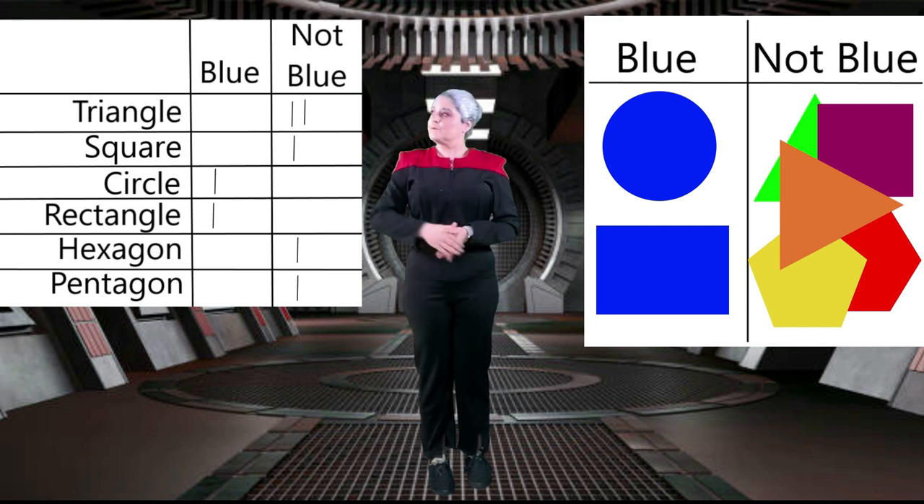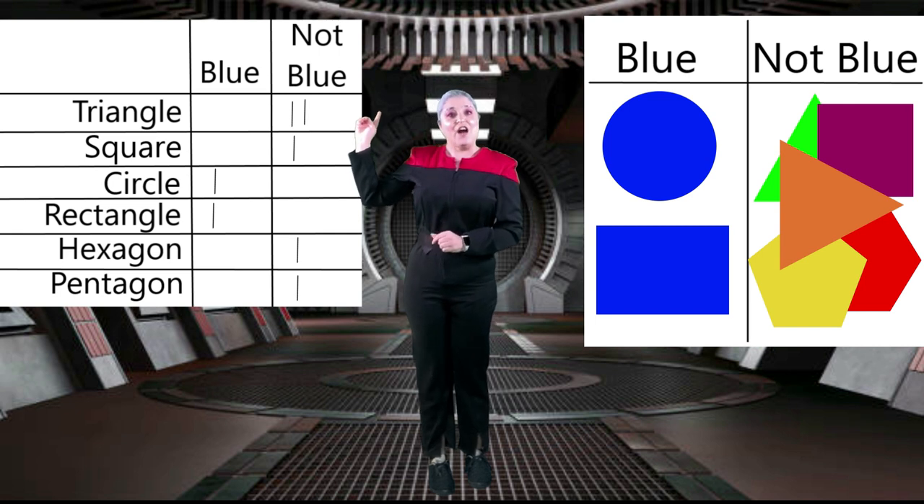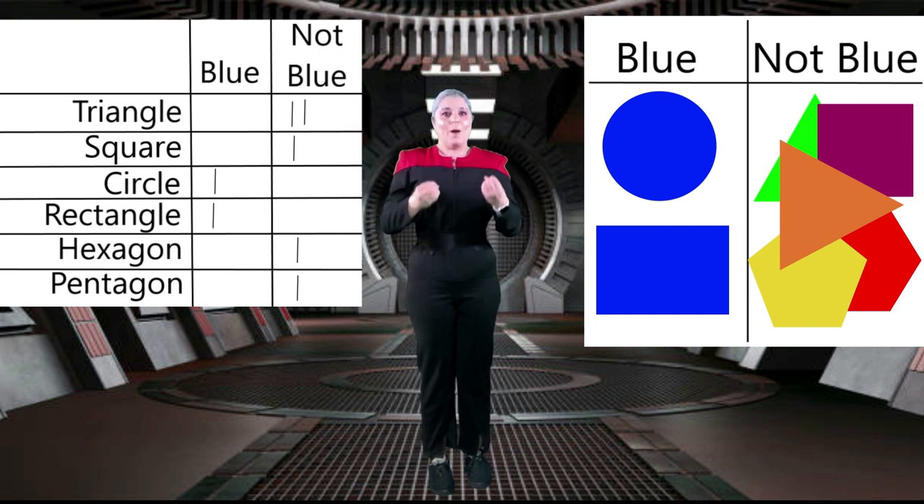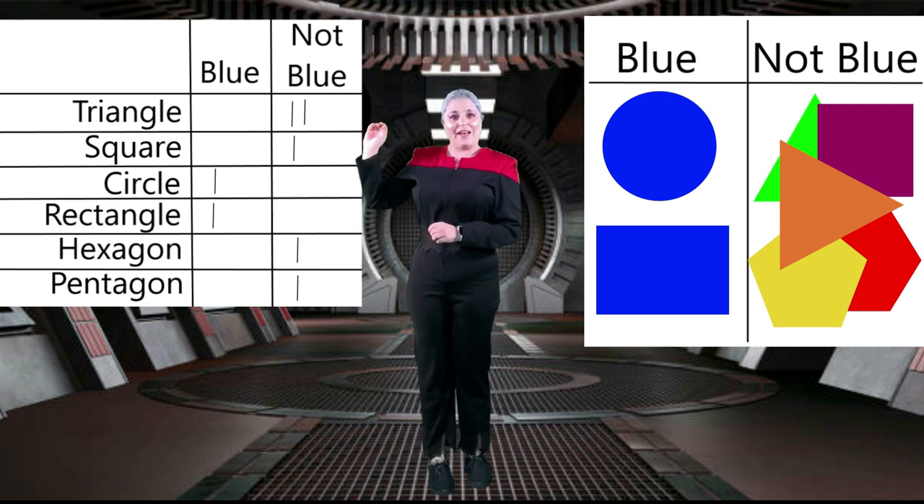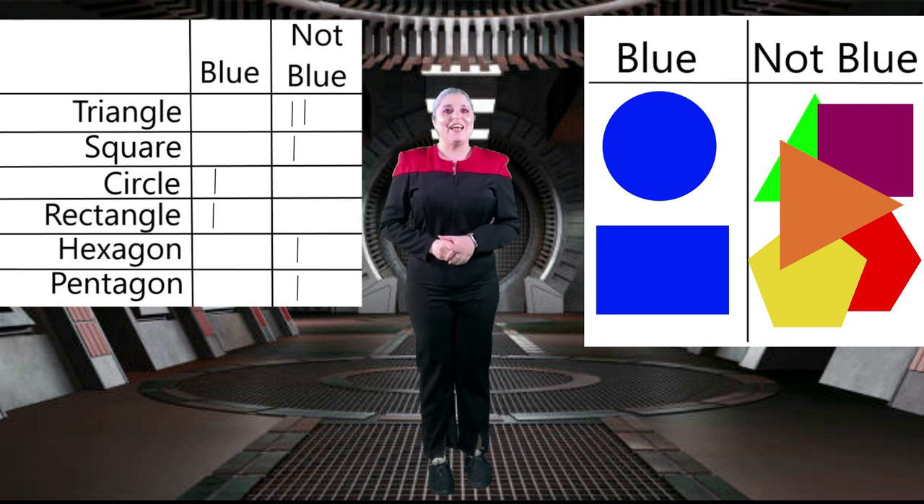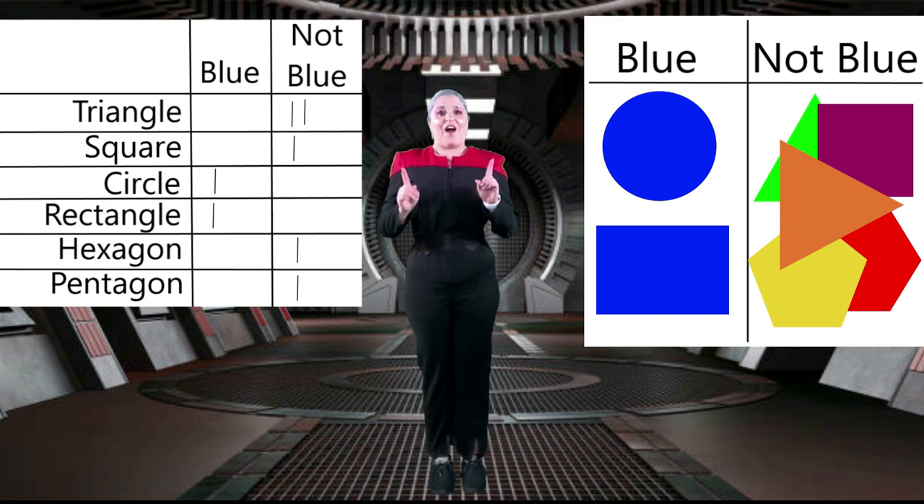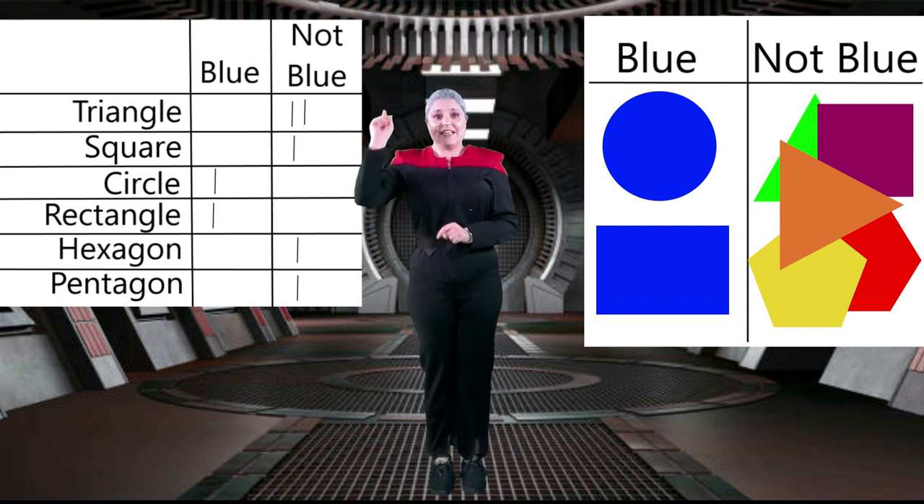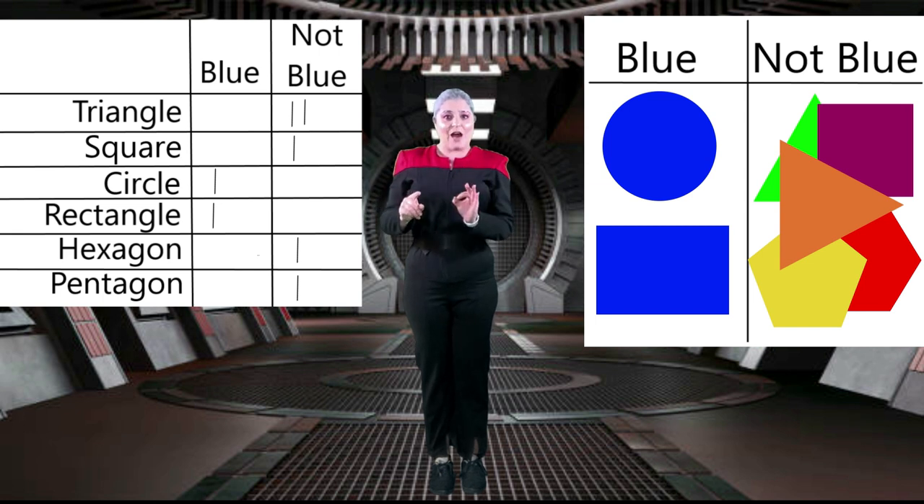So, we can see far more clearly how many of each color that we have. On your whiteboard, write down how many blue shapes we have and how many not blue shapes. Yes, Cadet? Well, obviously, to find out how many of each we have, we simply have to count the tally marks on each side. Count how many tally marks are on the not blue side and how many tally marks are on the blue side.